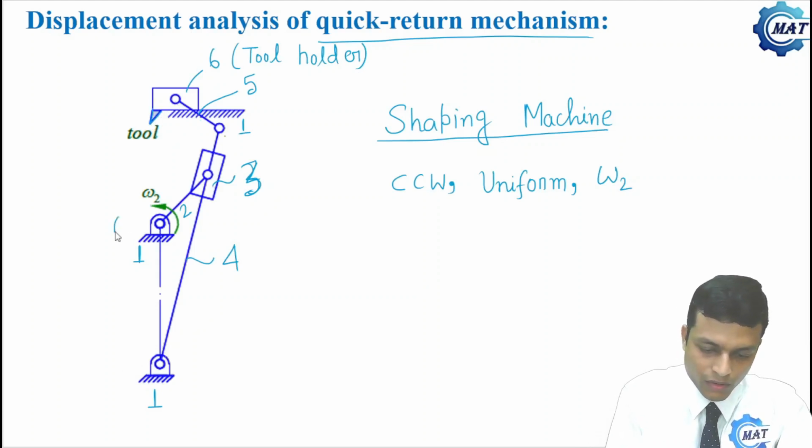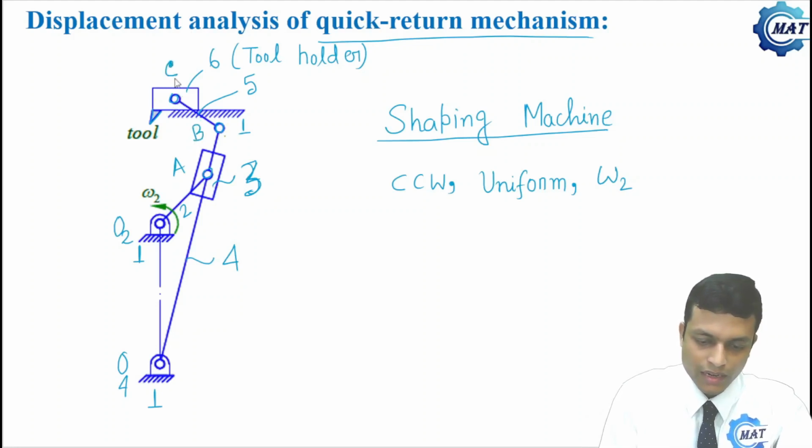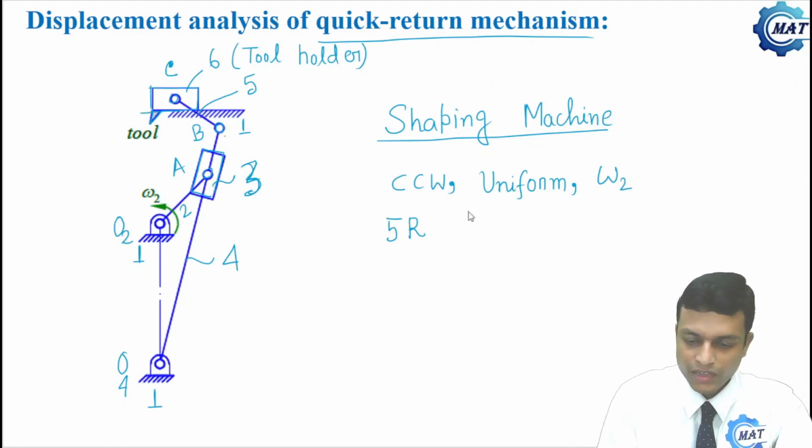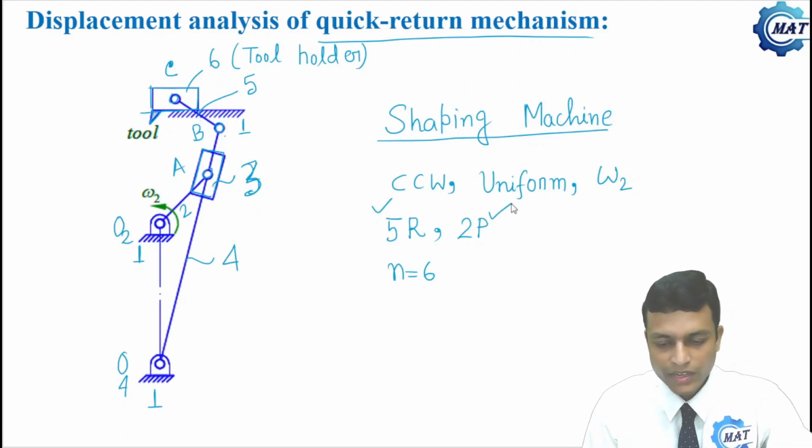Now this revolute pair is denoted by O2, it connects link 2. This is O4. This revolute pair is A. This revolute pair is B, and this revolute pair is C. So there are 5 revolute pairs and 2 prismatic pairs, that is this is one prismatic pair here between 3 and 4, and between 6 and 1 there is another prismatic pair. So there are 6 links, 5 revolute pairs and 2 prismatic pairs.